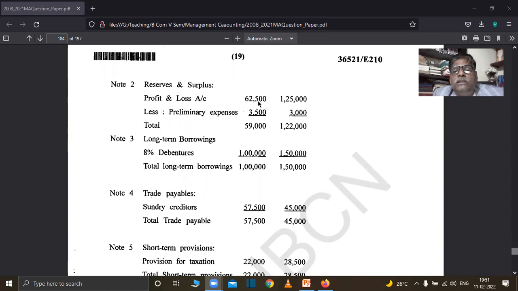P&L account balance is here. This goes to funds from operation, opening and closing. First you have to take the closing balance. Lastly you take the closing balance. Preliminary expense. You see the preliminary expense. Preliminary expense 3,500 is opening, 3,000 is the closing.